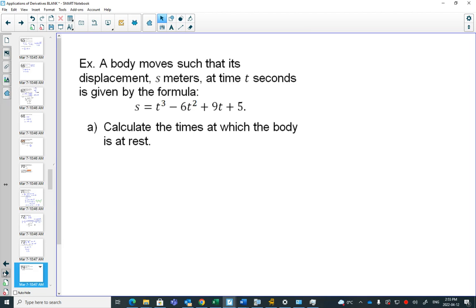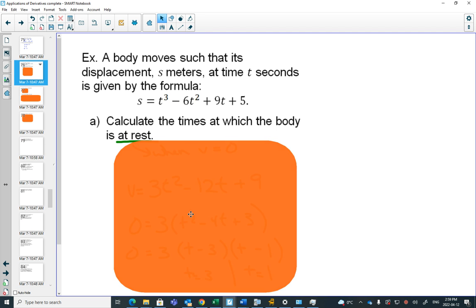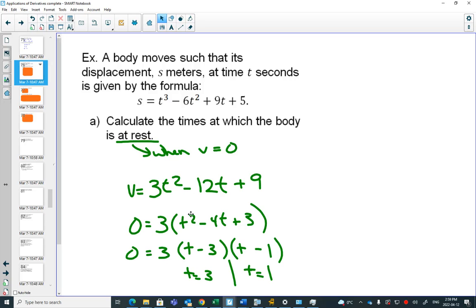Okay, here's one for you to try. And I should include my units here so I don't lose marks. There we go. 3 seconds and 1 second.